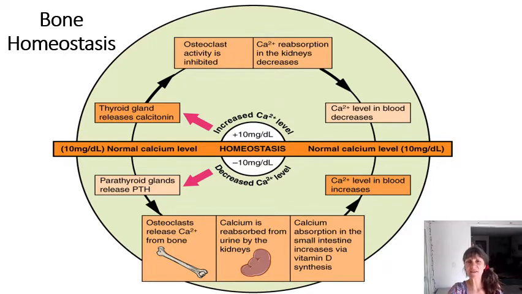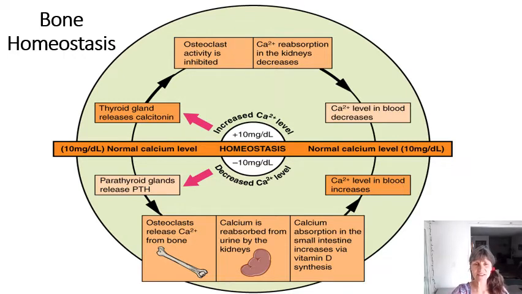That is negative feedback. So we have increased calcium levels on one side going to decrease on the other. That's working in opposite directions. That's negative feedback. Now let's look on the left side on the bottom where we have a decreased calcium level.